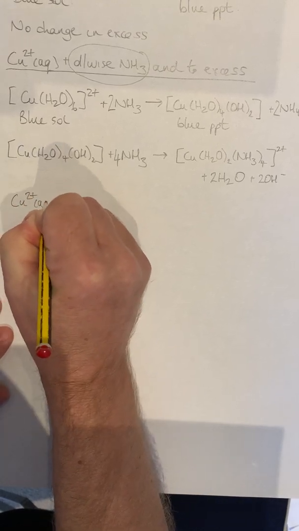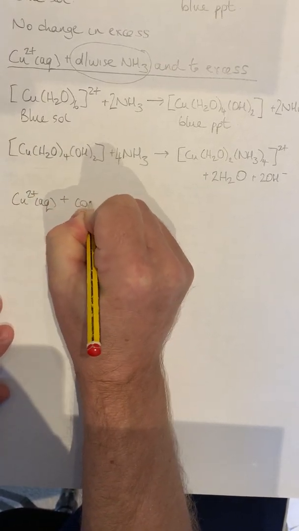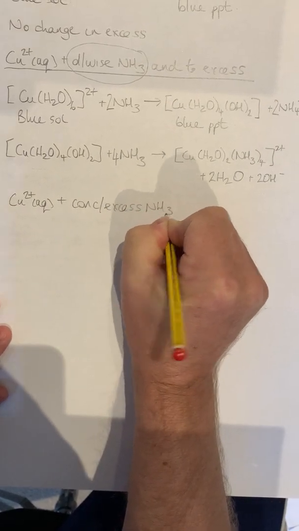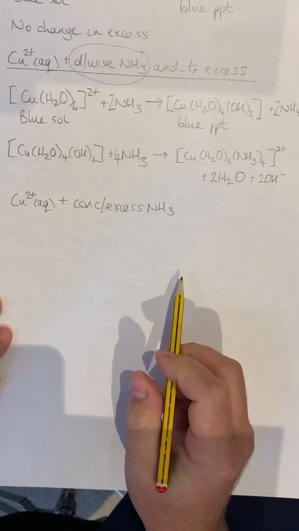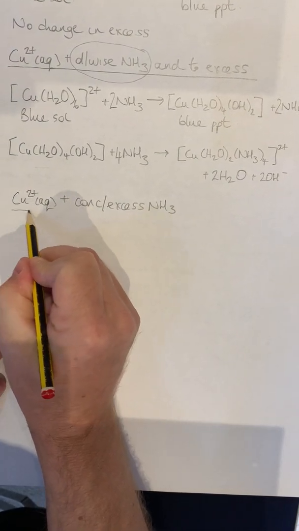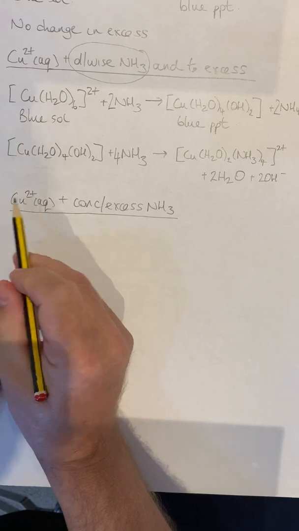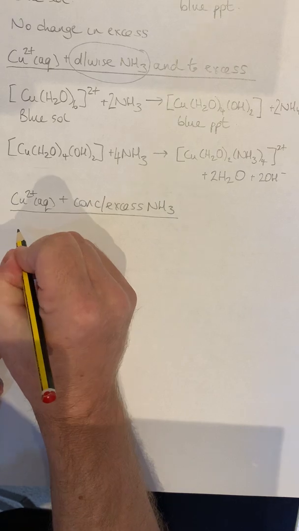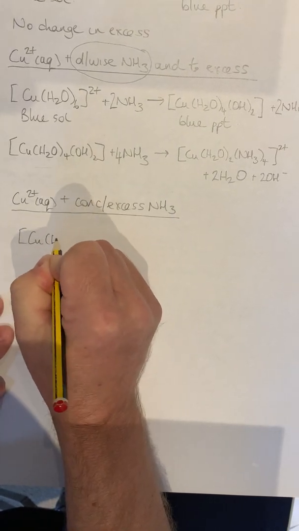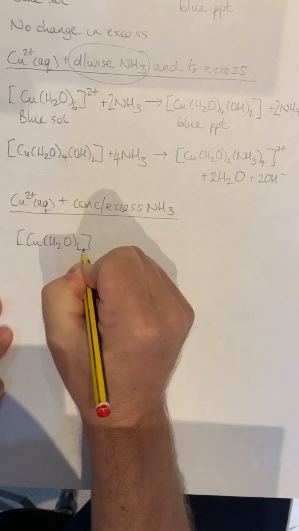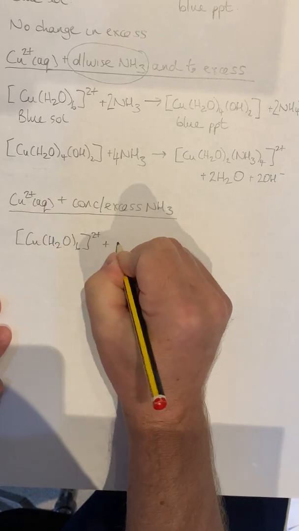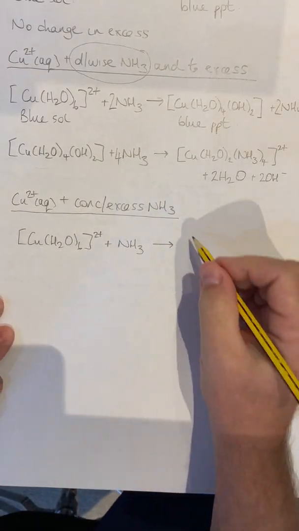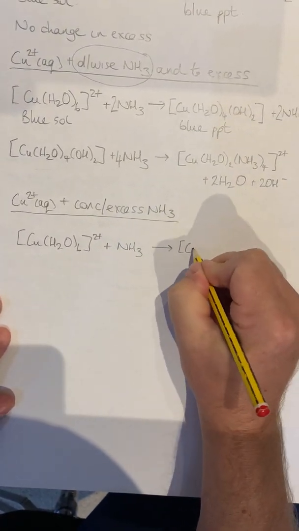That question could also be Cu2+ aqueous plus concentrated or excess NH3. Because that's not mentioned dropwise, we don't need to cover that. We've just gone with the aqueous copper and slung shed loads of ammonia into it. So we start off with that. We're adding ammonia.